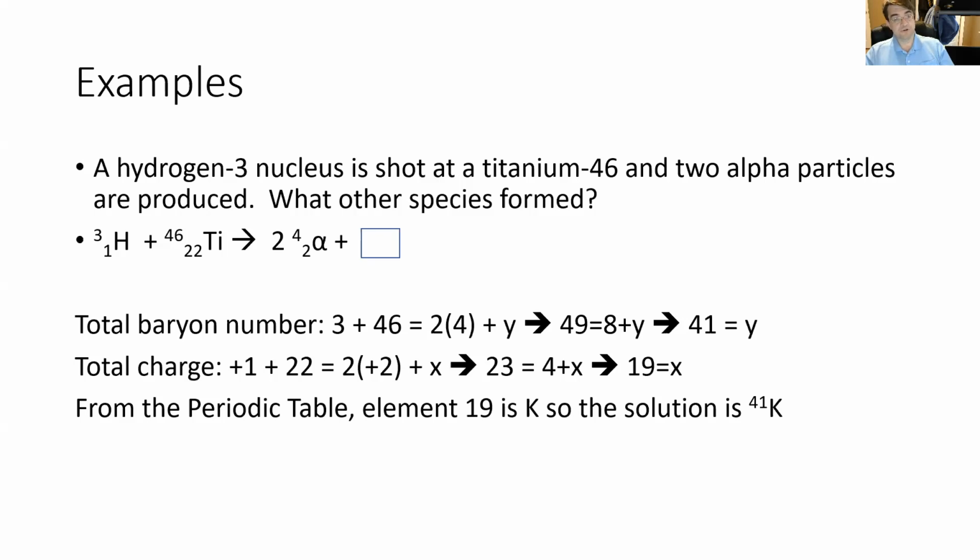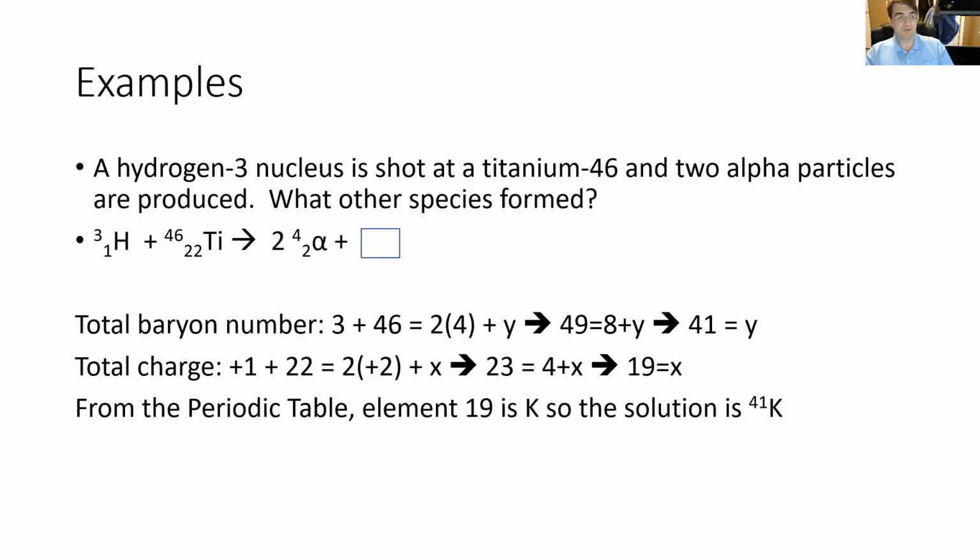As far as your total charge, that's the number on the bottom. So we have a positive 1 charge from the tritium, positive 22 from the titanium. That will yield 2 alpha particles. Each one has +2, so that's where you got 2 times +2 there. You solve for that, and you find 19. You look up on the periodic table, atomic number 19 is potassium. So what goes in the box is potassium-41.